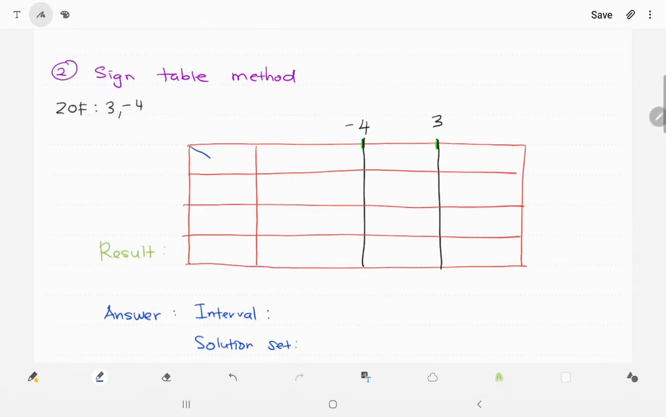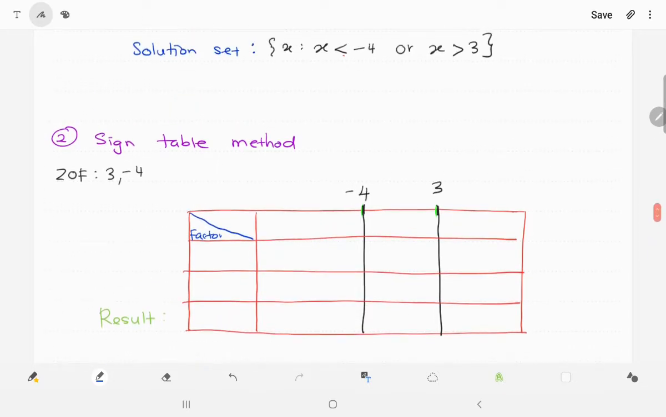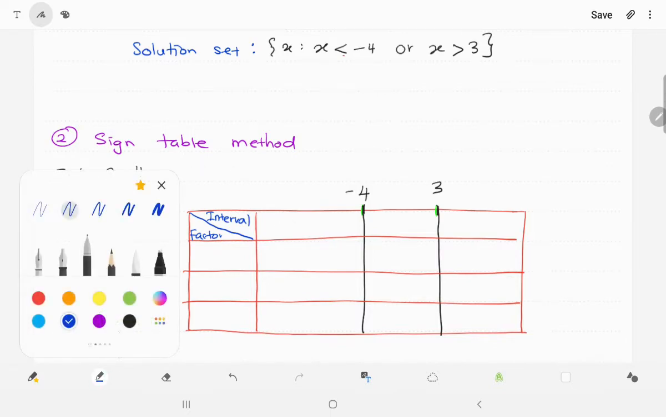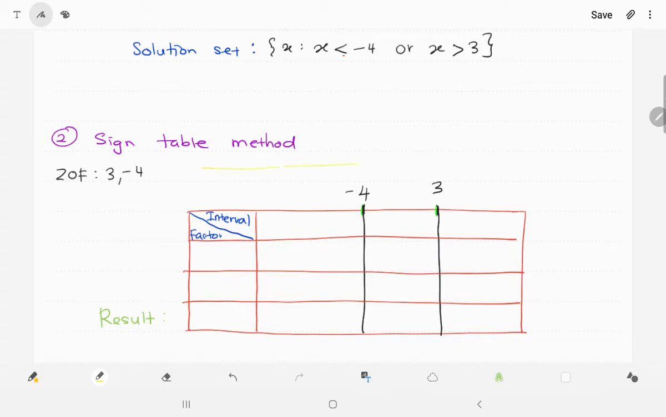As usual, this would be our factor, this would be our interval. As I mentioned before, imagine this is a number line. So this is negative 4, this is 3, this is negative infinity, infinity. So our interval will be from negative infinity to negative 4. Open bracket. All of these are open brackets.